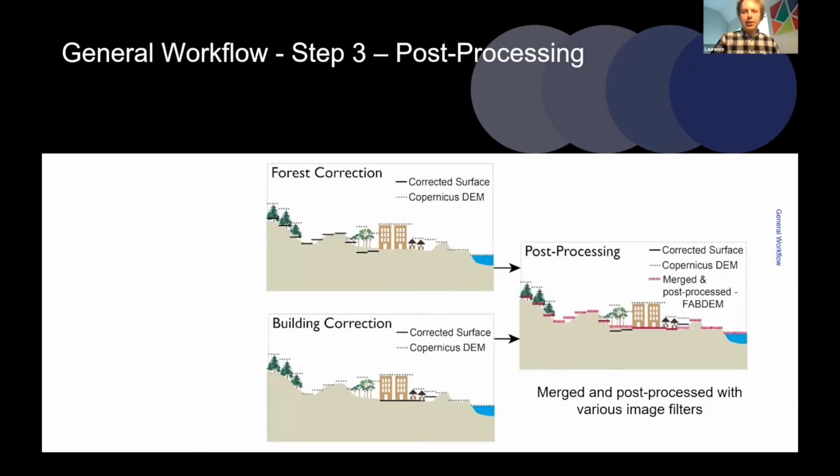And then the final stage is post-processing. So we merge these two together, the forest and building, taking the minimum height, and then we apply several image filters. Why we do this is because sometimes the random forest overcorrects or maybe undercorrects something. So in this example on the right hand side here, you can see some trees in the middle, and these black solid lines are below the ground surface, so creating pits. However, the pinky purple horizontal line is the correction from the merged post-processed.